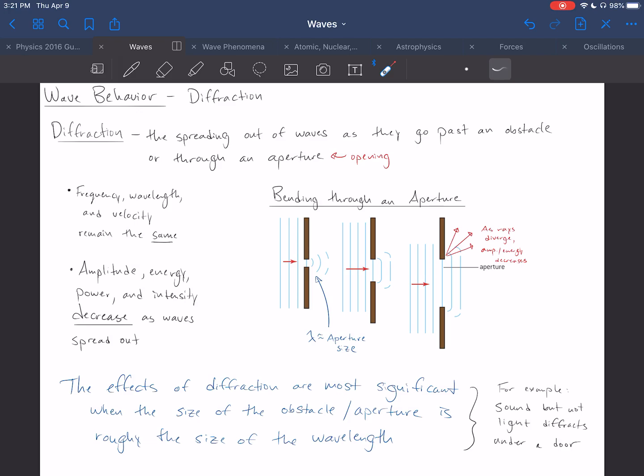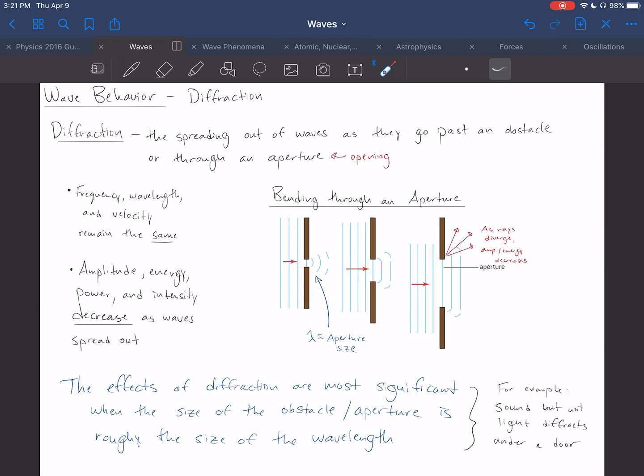So, what properties remain the same or change? Well, of note, the frequency, the wavelength, and the velocity of the wave all remain the same in the phenomenon of diffraction. However, the amplitude, energy, power, and intensity all decrease as the waves spread out. Due to the conservation of energy, if that wave is spreading out, then that energy will be transferred to a larger area, and therefore the amplitude, energy, power, and intensity of the waves decreases.